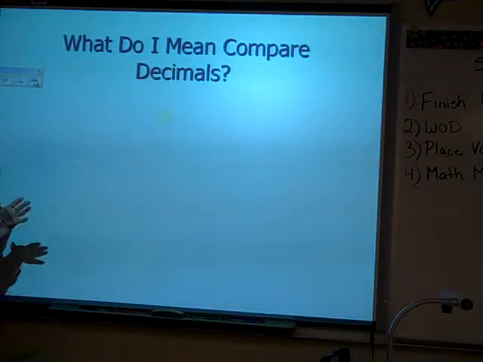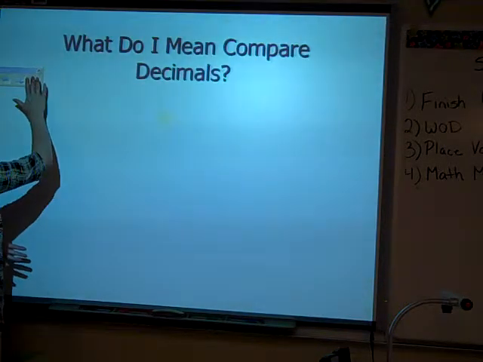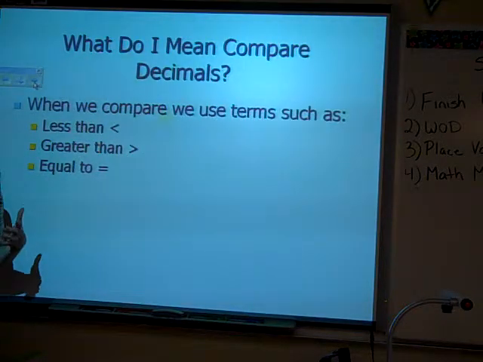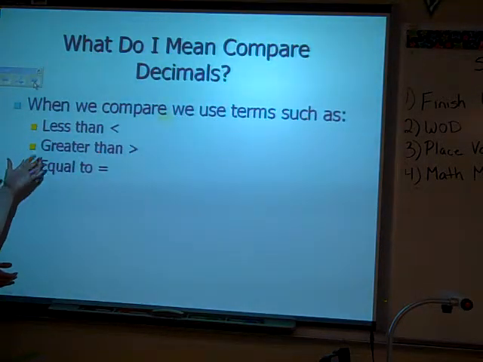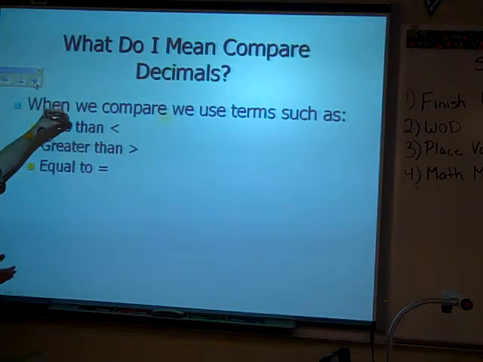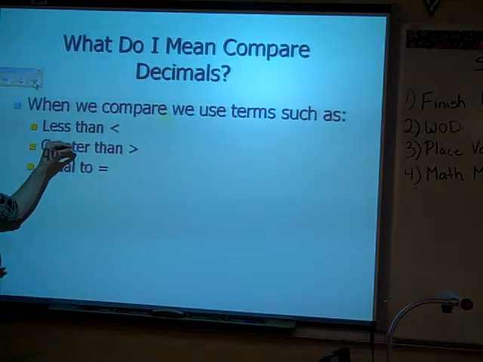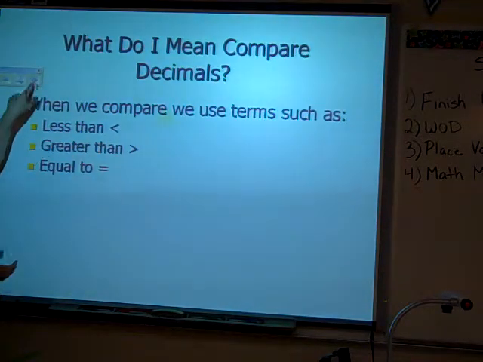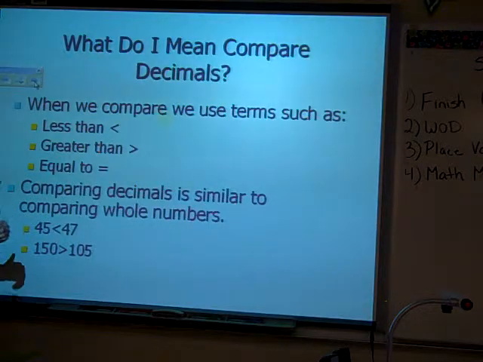Okay, so what do I mean by comparing decimal numbers? When we compare, we use terms such as less than, greater than, and equal to. And you've been using these for the last 2 weeks now. You know that when you say less than, the smaller number is on the left, and when you say greater than, the bigger number is on the left. And equal to means the same as. Comparing decimals is similar to comparing whole numbers, and you've done this before.